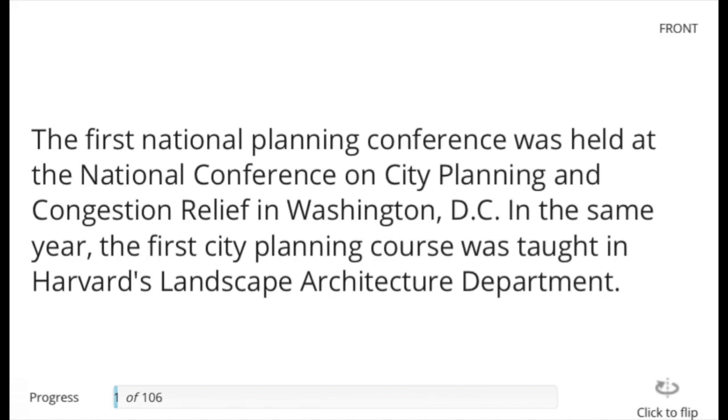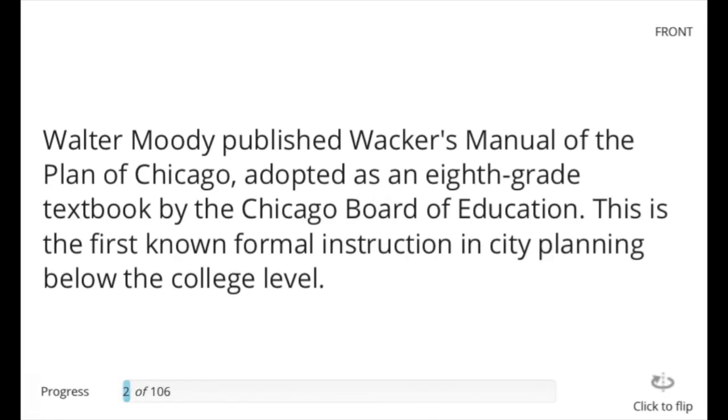1909. This was the first National Planning Conference. It was held in Washington, D.C. In this same year, Harvard taught the first city planning course in their landscape architecture department. In 1912, Walter Moody published Wacker's Manual of the Plan of Chicago, adopted as an 8th grade textbook for the Chicago Board of Education, the first formal instruction of city planning below the 8th grade level.